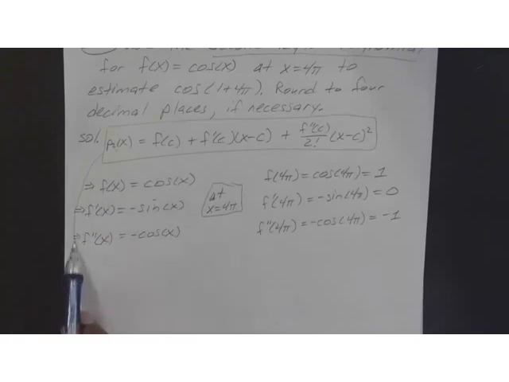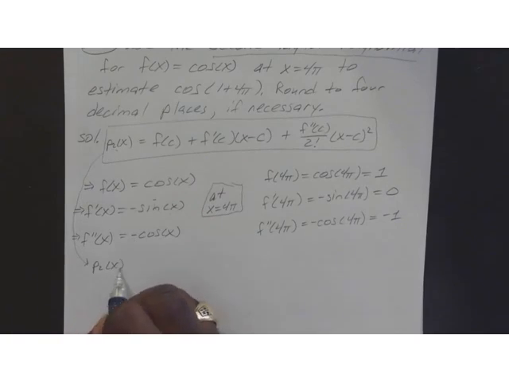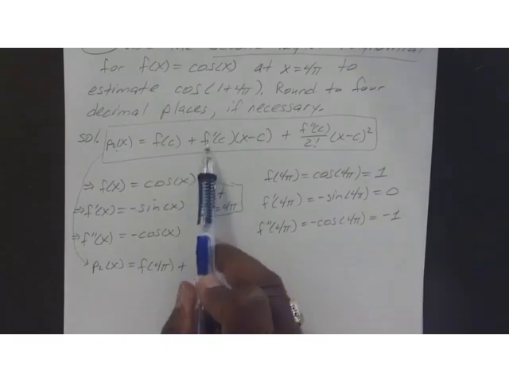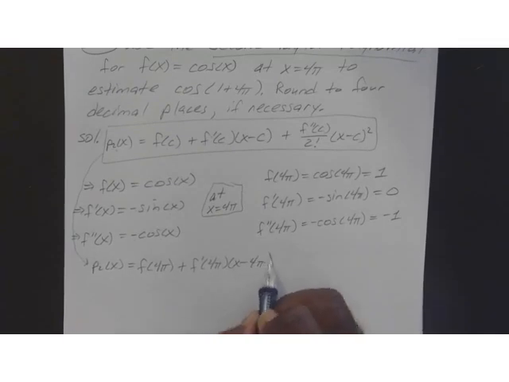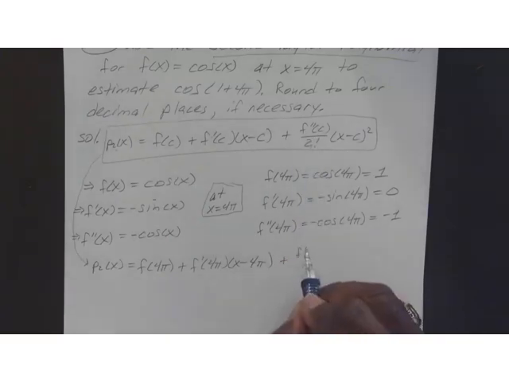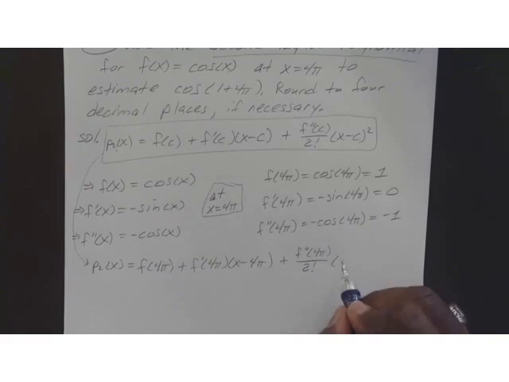Okay, so we know that if we plug it into our p sub 2 of x, so p sub 2 of x is equal to f of c, which is just f of 4 pi, plus f prime of 4 pi times x minus 4 pi, plus the second derivative at 4 pi divided by 2 factorial, which is just 2, but I'll write 2 factorial anyway, times x minus 4 pi squared.